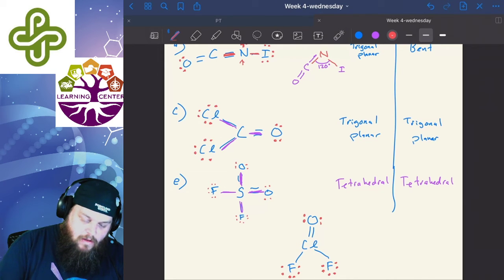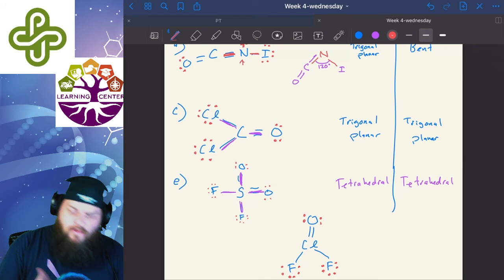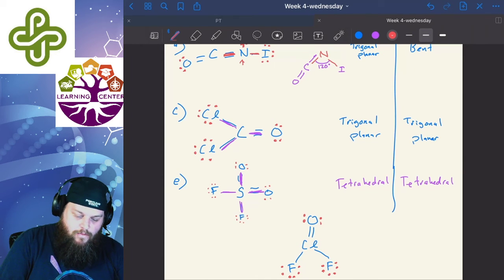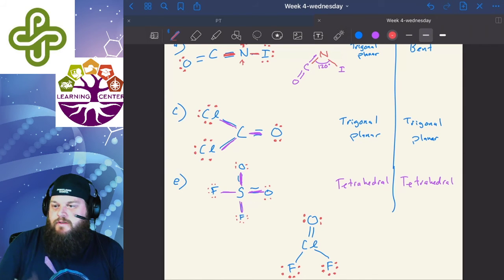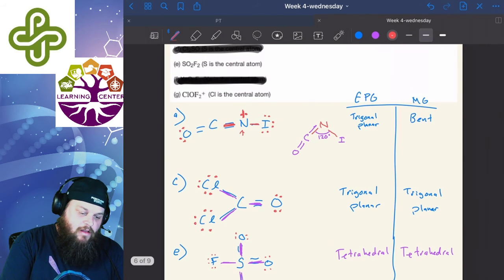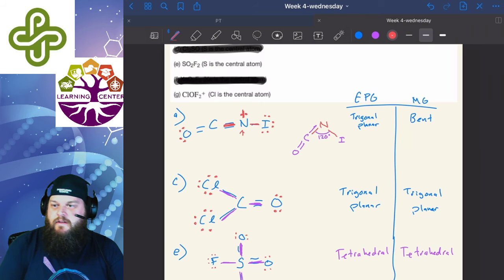Now the chlorine, what's left on there? Chlorine has 7 valence electrons to share. Each one's taken up by one of these bonds. So that's 1, 2, 3, 4. So it has 3 electrons left. Notice also that it's ClOF2 plus. So that plus charge means it lost one of those electrons. So it really only has 2 more.